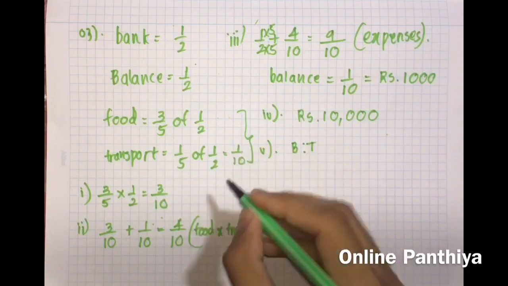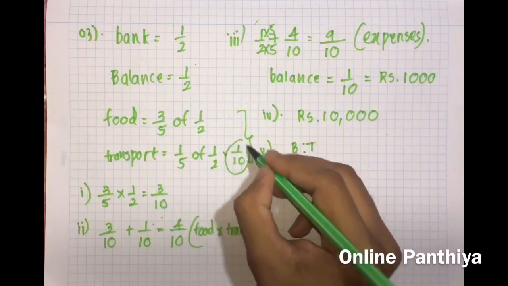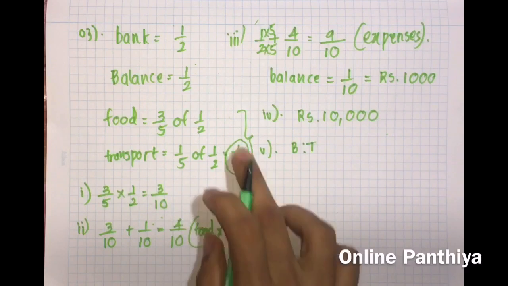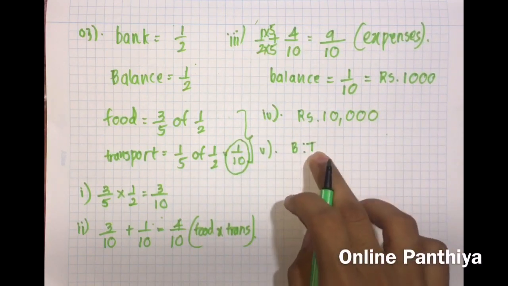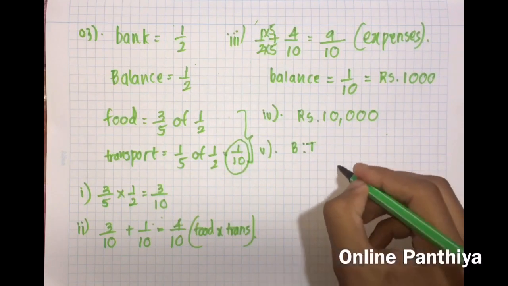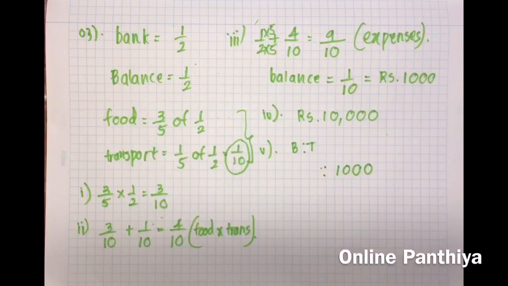Okay, now what is the value in fraction for transport? 1 over 10. But you also know that 1 over 10 is equal to how much? 1000. So you know the amount that is spent on transport. How much is that? That is equal to 1000. Now you need this amount. So how do you get it? You should know how much was spent on bank. So how do you find it?